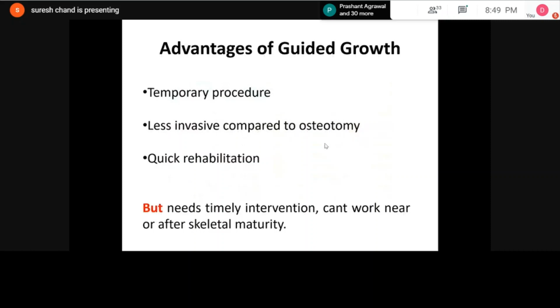The advantages of guided growth or hemiepiphysiodesis with the 8 plate are that it is a temporary procedure. Once the job is done, we can remove it. It is much less invasive compared to major surgeries like osteotomy. There is quick rehabilitation. The child can walk on the second day and resume all activities by 1 week, while in osteotomy, we have to keep him bedridden for a longer time. But it needs timely intervention, because we need the other part of the physis to grow to get its correction done. So it cannot be done near or after skeletal maturity.